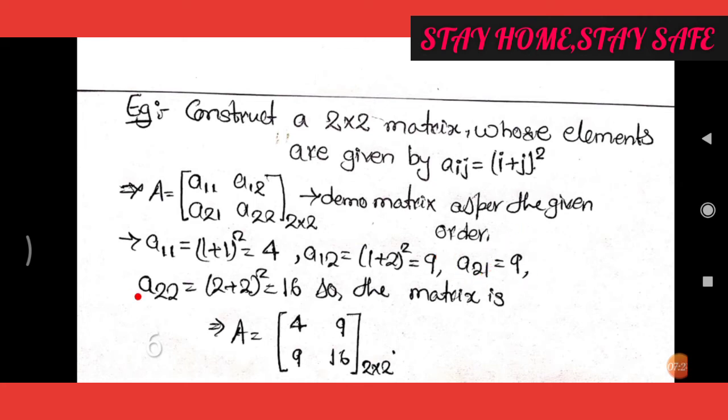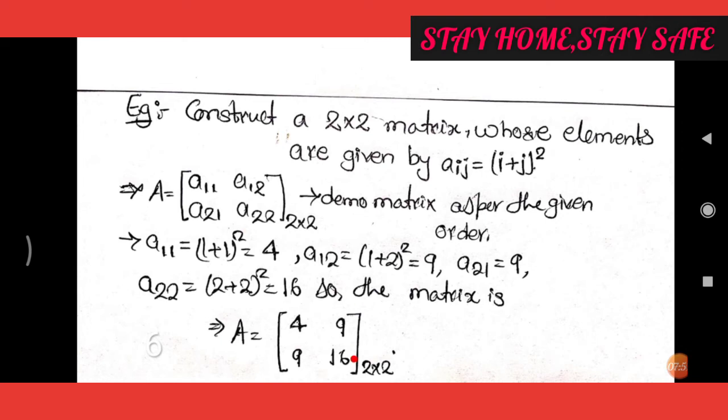And same for A22, that is i and j both are 2. So 2 plus 2 whole square is equal to 4 whole square, that is 16. So the given matrix is, now what we do to get the matrix of the resultant is, the values we have got at the particular positions, we just substitute them at the required positions in the demo matrix to get the answer as the proper matrix.